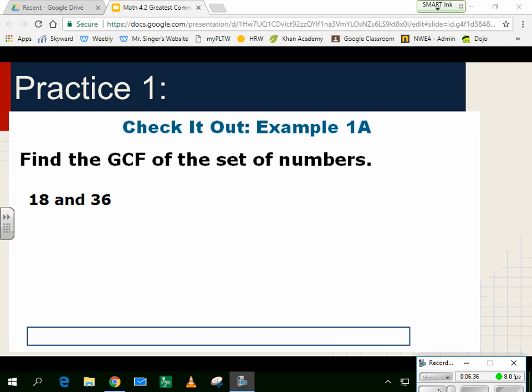All right, give a shot at finding the greatest common factor of 18 and 36 using one of the methods you feel most comfortable with. Come back when you're done and we'll see how you did.